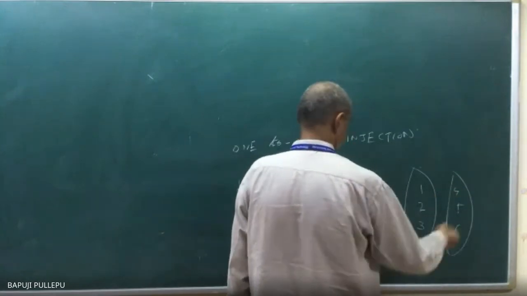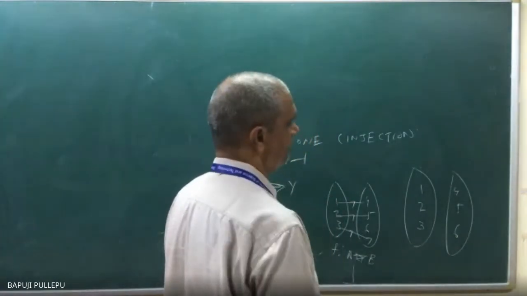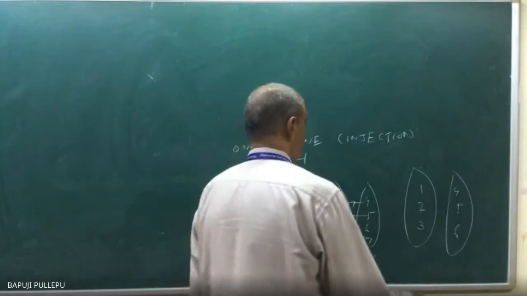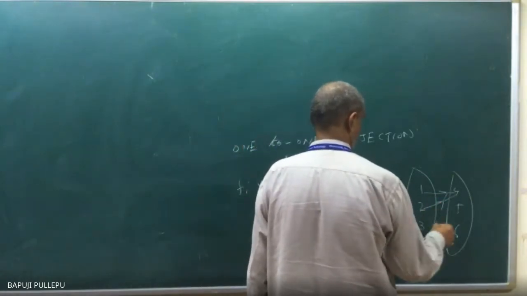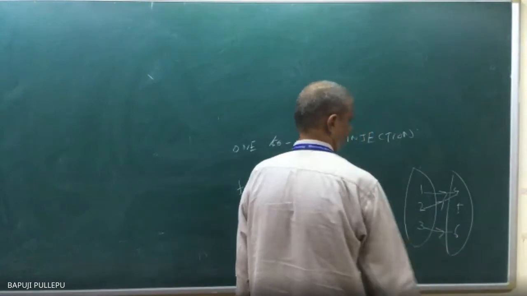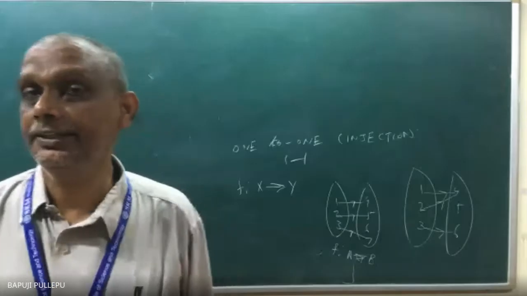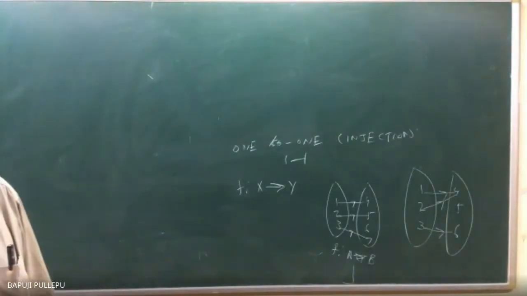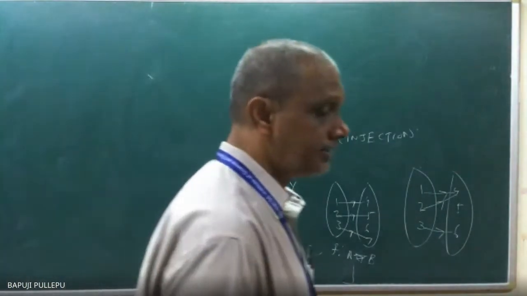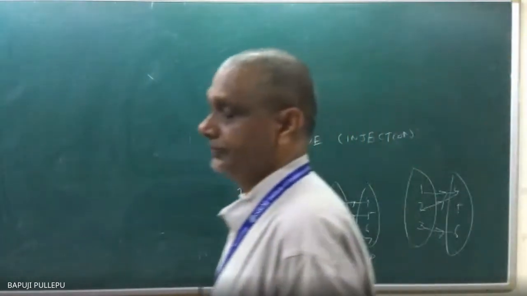Don't feel I am always taking 4, 5, 6. Maybe you can take A, B, C, D, F, G, H, whatever, maybe X, Y, Z. As you like, you can take. Is it 1 to 1? No, sir. Why? Sir, because both 1 and 2 have the same image. So each element must have its own image, that is called 1 to 1 or injection. Correct? Any doubt?